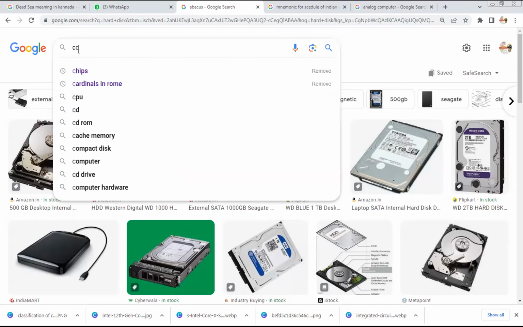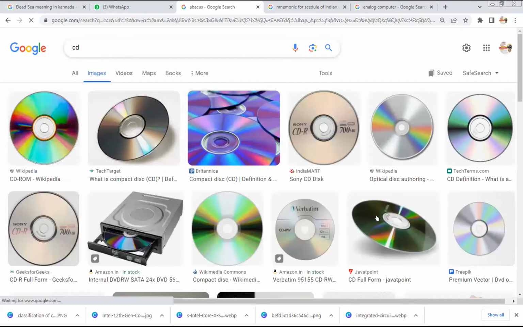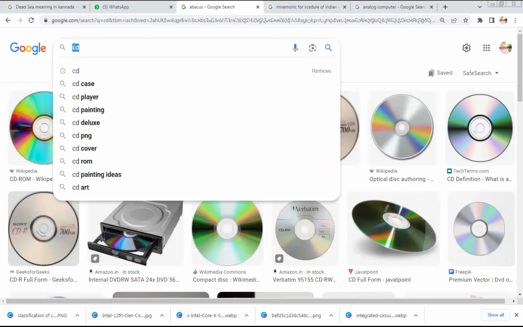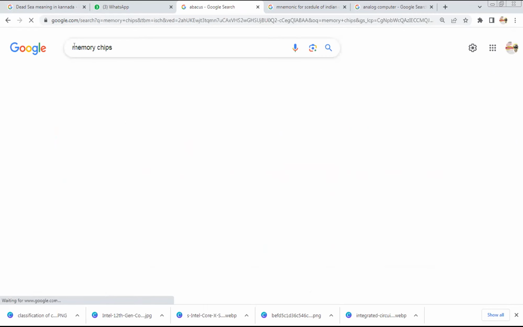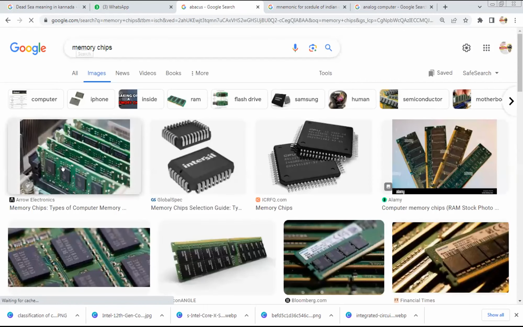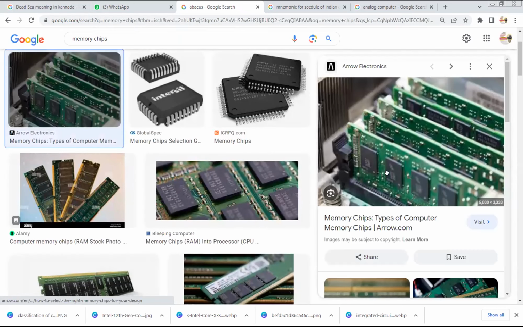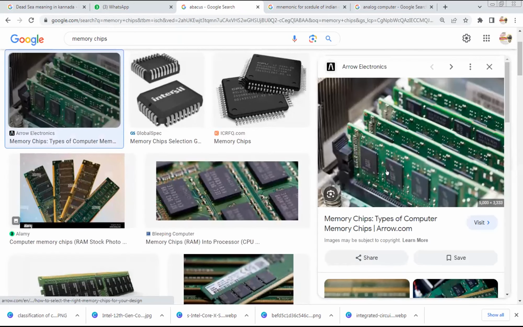Hopefully you might have seen a CD. I'm just showing the data. I'll show memory chips also. This is how the actual memory chip looks like. Look at the size. It is very small, but still it can store a large amount of data. Even in your phones you have this memory card. Those are nothing but the storage devices. Okay, is that fine?